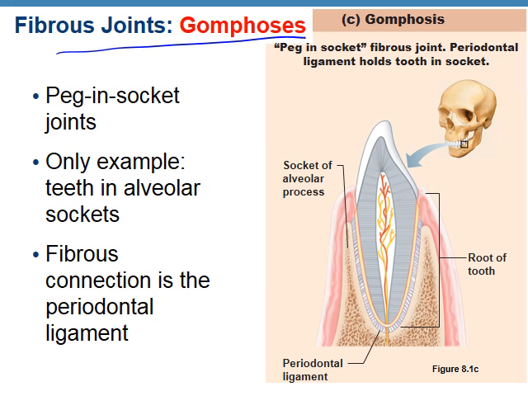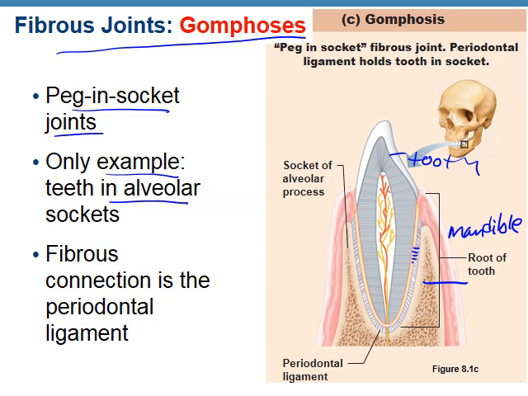The third type is called gomphoses. We usually call it a peg and socket joint. The only example we see is in the teeth in the alveolar sockets. So here's the tooth. Here is the mandible.